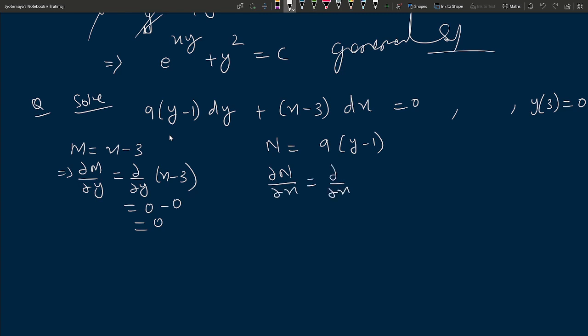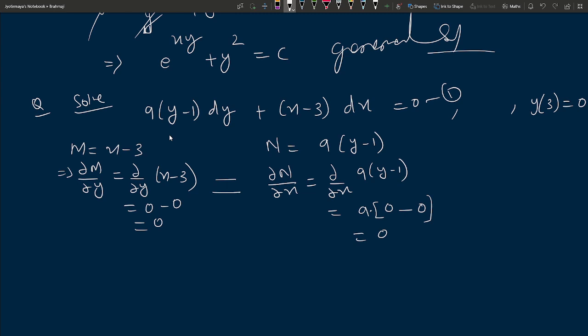So del y del x of 9 into y minus 1: 9 is constant, keep 9 outside. Partial derivative with respect to x, so y is constant. If y is constant, derivative of constant is 0. 1 is constant, so obviously derivative of 1 is 0. 0 minus 0 is 0. 0 into 9 is 0. So both these two are equal. Del m by del y equals del n by del x. So equation 1 is exact.